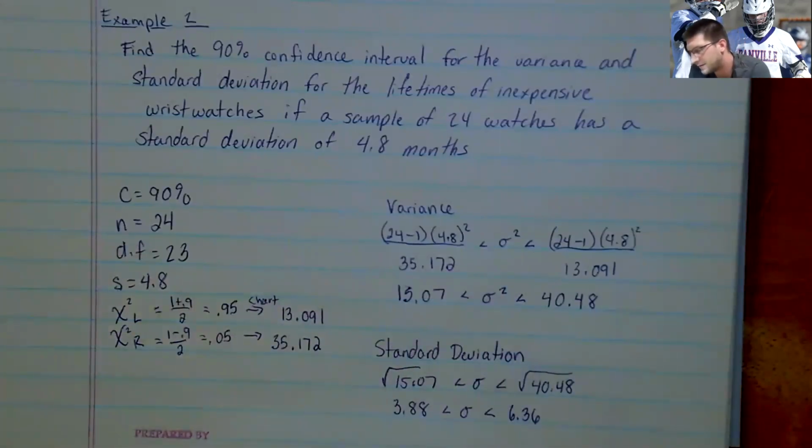If I simplify that down, my variance interval is from 15.07 to 40.48. And if I take the square root of both of those numbers, I get down to 3.88 to 6.36.